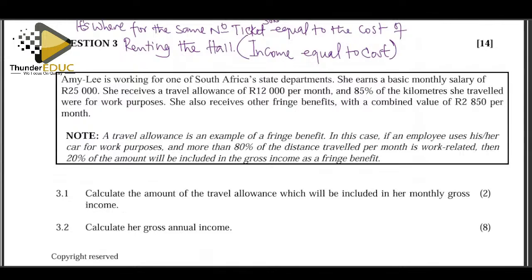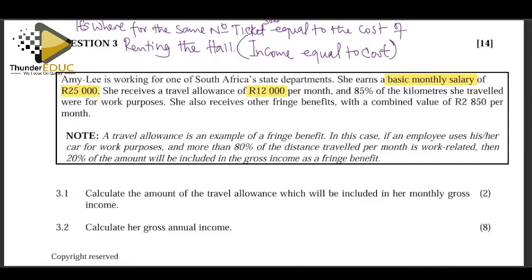Question number 3 looks at what we call taxation. Okay, let's continue and see. Amelie is working for one of South Africa's state departments. She earns a basic salary of, take note of that, highlight that, 25,000. They never told us it's per month, okay? Oh yes, basic monthly salary of 25,000. So it's monthly. And then she receives a travel allowance of 12,000 per month.